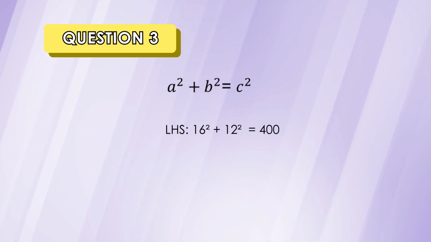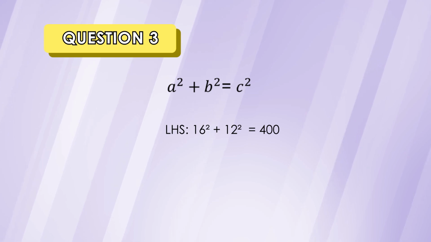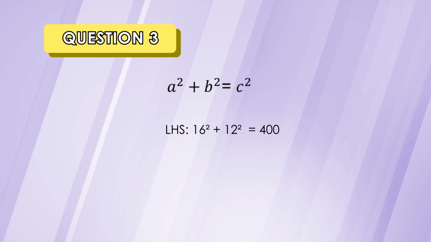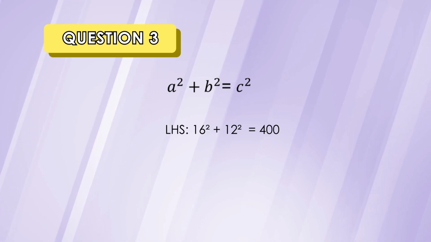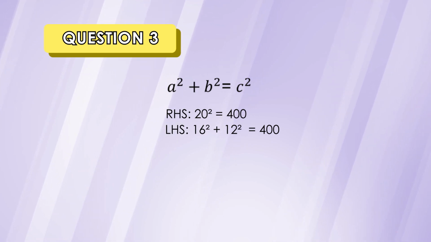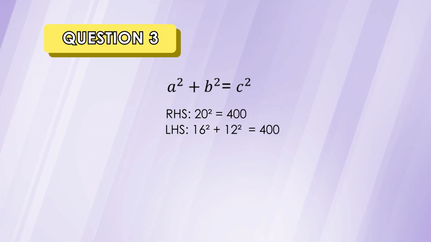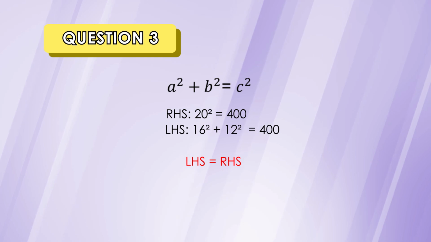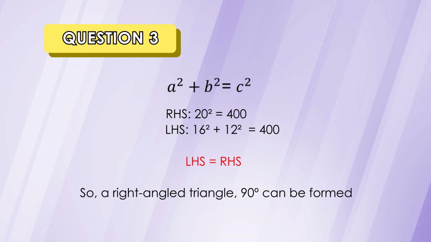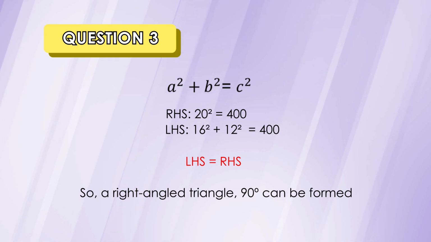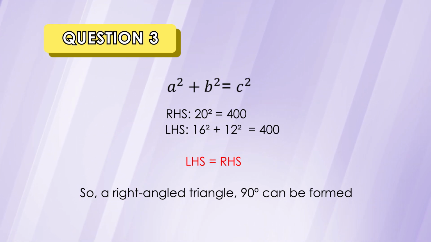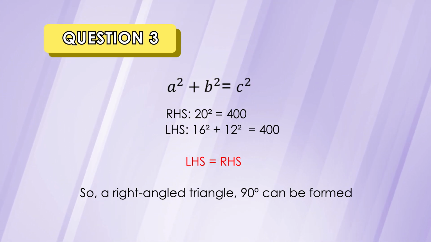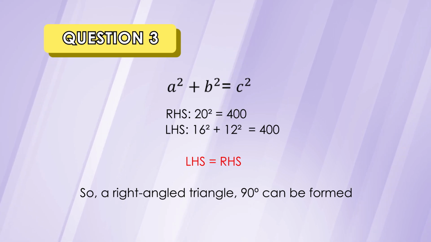The left-hand side is 16 squared plus 12 squared, which equals 400. Will it be the same on the right-hand side? Let's try. Right-hand side is 20 squared, which equals 400. Bingo! Left-hand side equals the right-hand side. This means a right-angled triangle can be formed from the triangular piece of wood. This right-angled triangle wood can fit perfectly onto the L-shaped structure. Give yourself 2 thumbs up if you answered correctly.